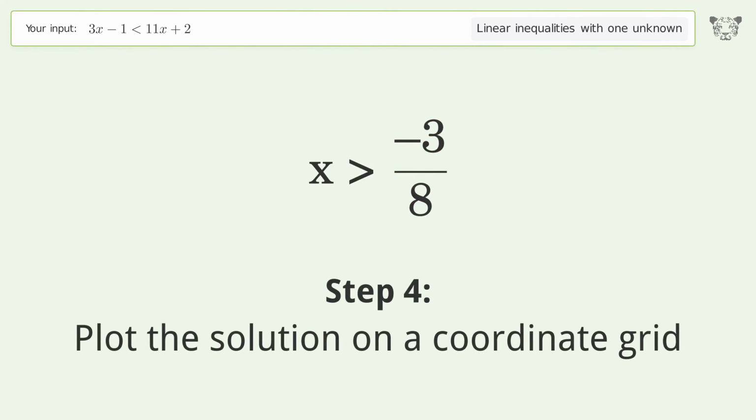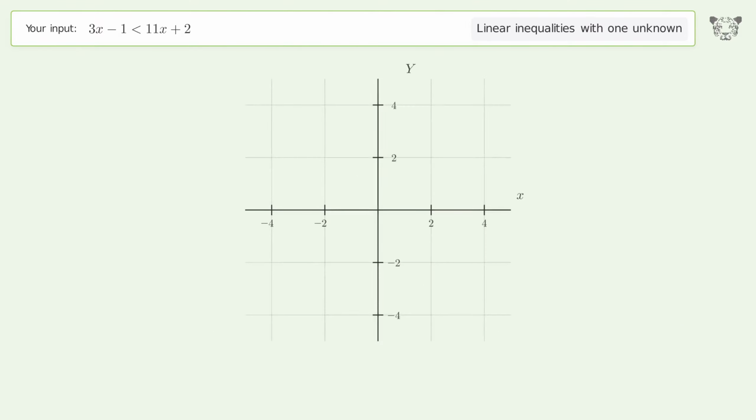Plot the solution on a coordinate grid. And so the final result is x greater than -3/8.